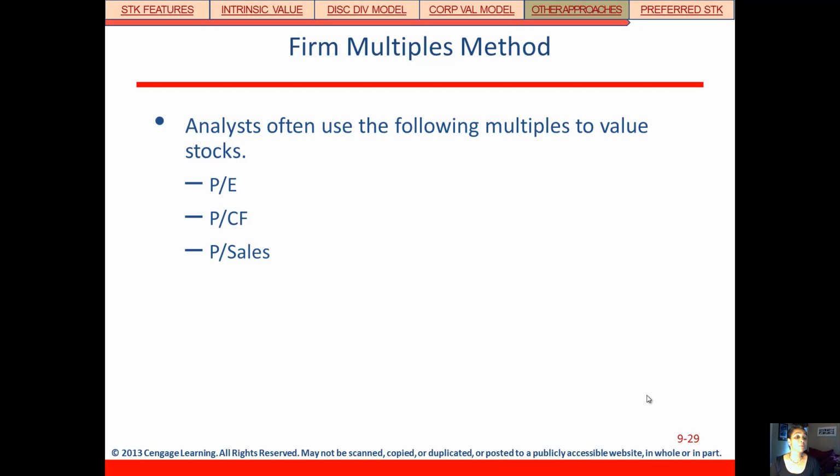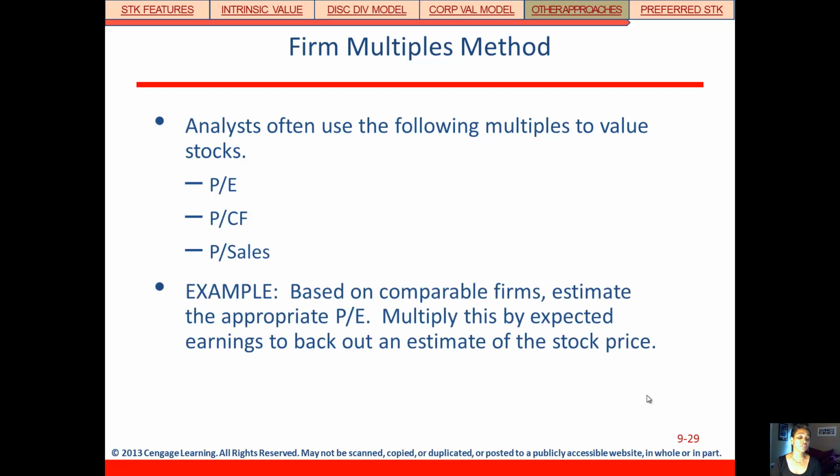Another approach is to use multiples. So we've talked about the price to earnings ratio before. That's a popular multiple that you could use to value stocks. Price to cash flow is also a possibility, as well as price to sales. And so what you do is you find a comparable firm and estimate that firm's PE. And so you just multiply this by the expected earnings and back into the stock price.